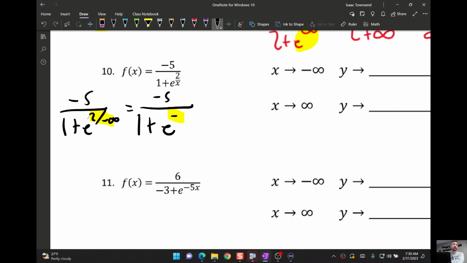And then 2 divided by a number that goes to infinity goes to 0. Whether it's 1/infinity, 7/infinity, or now 2/infinity, it's going to go to 0. But 0 is the only number that doesn't care if it's positive or negative. -0 is the same thing as +0. So now, from the first rule I asked you to memorize, this goes to 1, which means my denominator goes to 2, which means my fraction goes to -5/2.